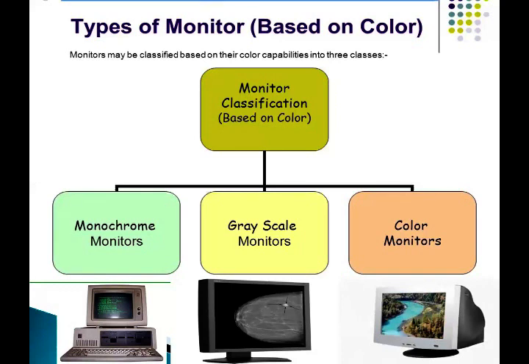Refresh rate is how many times per second the screen is refreshed. To avoid flickering, the refresh rate should be at least 72 Hz. Dot pitch is the amount of space between each pixel. The smaller the dot pitch, the sharper the images.